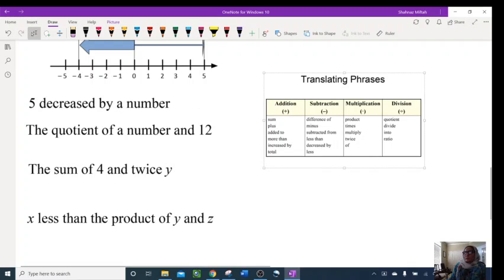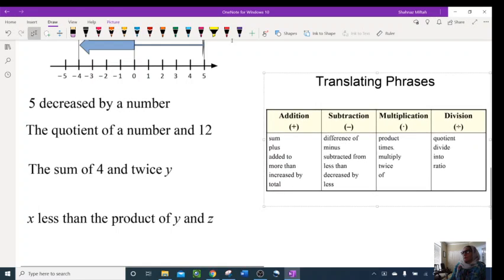To answer all these questions, you can watch me how I'm answering them. You can see that this says addition. For the addition phrases, we use sum, plus, added to, more than, increased by, total. I can make this bigger so you guys can see it right there. Now, that's what it is. And subtractions are all of this, then multiplication, and you have division. Now go through it really good.